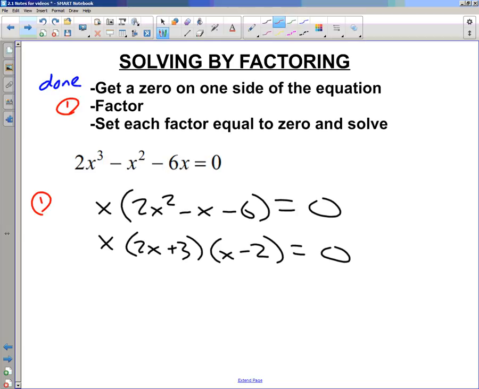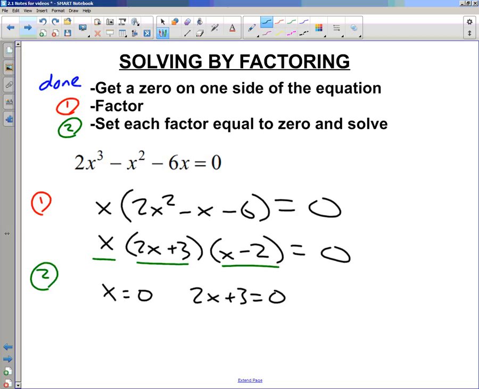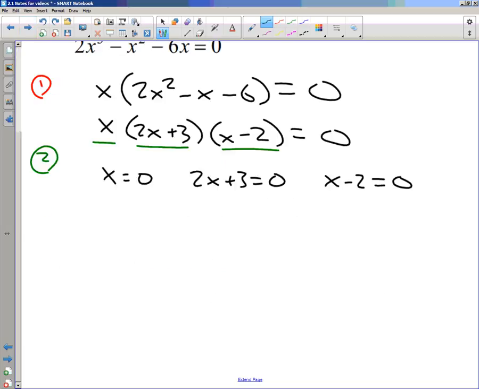Now it is time to take and set each factor equal to 0. We're going to do that in our next step here. Now I actually have 3 factors again this time, which means I'm going to get 3 different equations all equal to 0. X equals 0, 2x plus 3 equals 0, and x minus 2 equals 0. Okay, and I need to solve these. And in this case, I'm actually going to end up getting 3 different solutions.